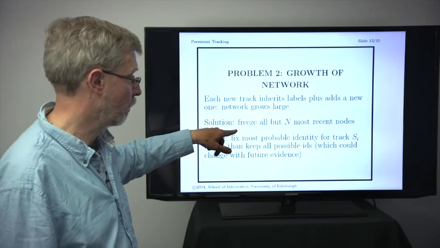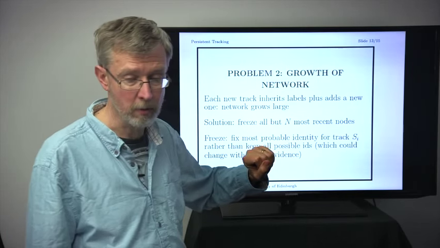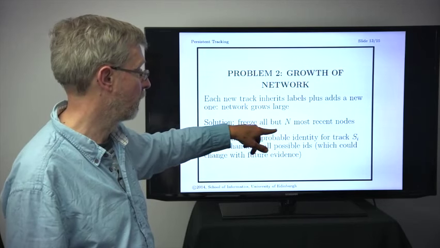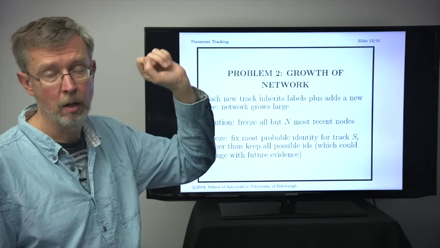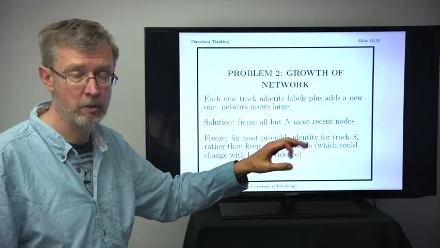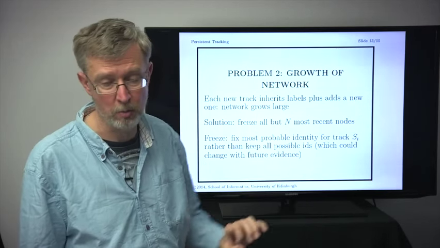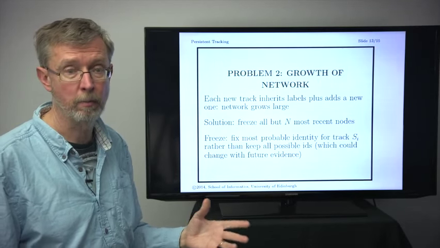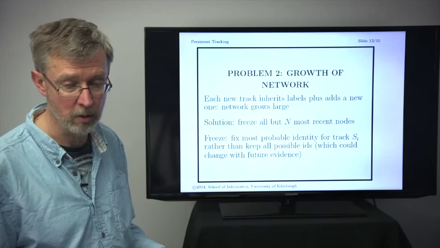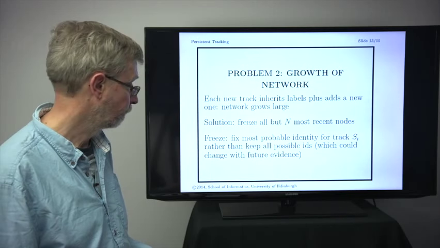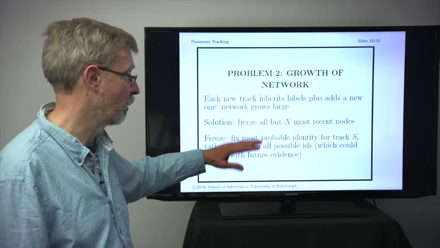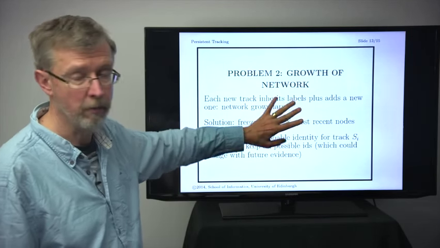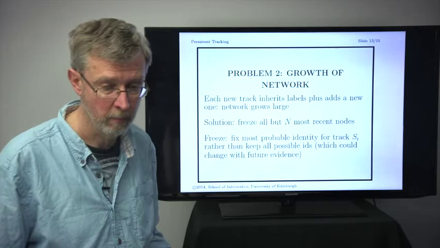So the way that they propose to solve this problem is that after a certain point, they just freeze all but the n most recent nodes. So they make some assumption that previous nodes are always fixed. Maybe there was a mistake, maybe not, but we're just going to assume they're fixed. And then we're going to freeze those, and we're just going to be doing our probability propagation on the more recent nodes. Again, we might get some future evidence that might correct some of those nodes, but the ones that we've frozen, those are permanently done.